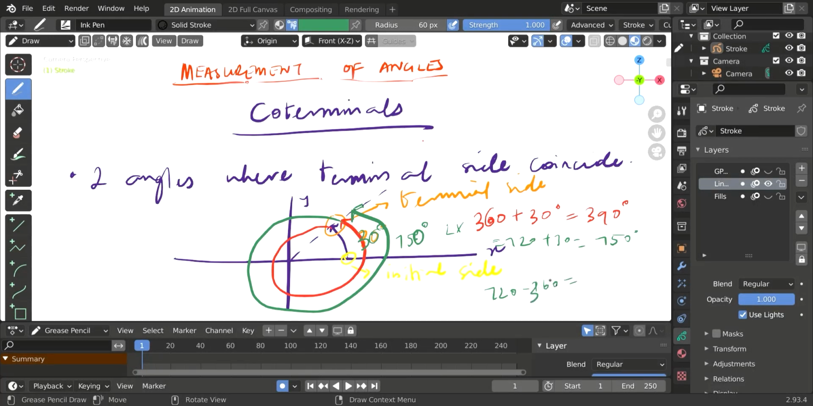Where's my calculator? Sorry, 750. 750 minus 360 is 390. And 390 minus 360 is 30. So now we know that the actual angle is 30 degrees.